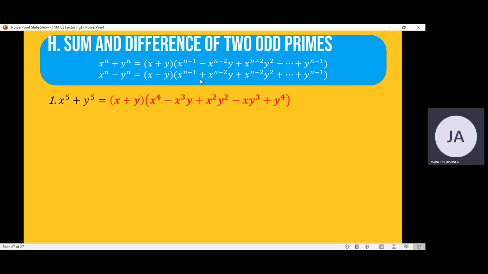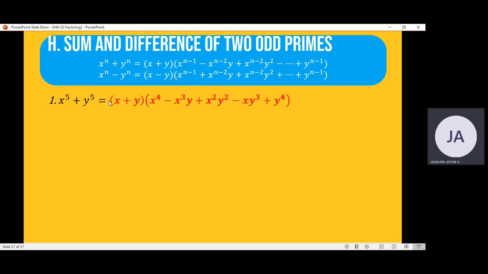So for instance, x raised to 5 plus y raised to 5. As you can see, it's two odd primes. So we can express it as the quantity x plus y times the quantity of x raised to 4 minus x cubed y plus x squared y squared minus xy cubed plus y raised to 4. As you can see here, we have the term x plus y, and we have the factor x plus y. And then for this one, we subtract 1 in our first term.